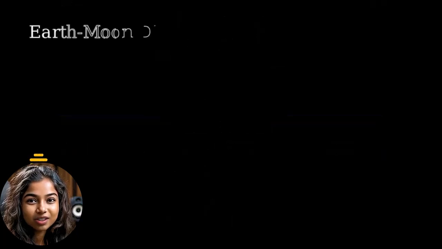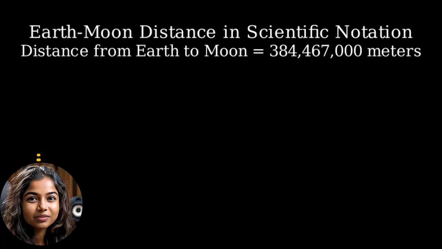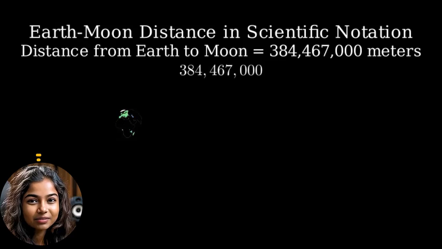Let's solve a problem about expressing the distance between the Earth and Moon in scientific notation or exponential form. The approximate distance from Earth to the Moon is 384,467,000 meters. Let's write this out numerically first. Let's visualize this with the Earth and Moon. Here's the Earth and here's the Moon with the distance between them.